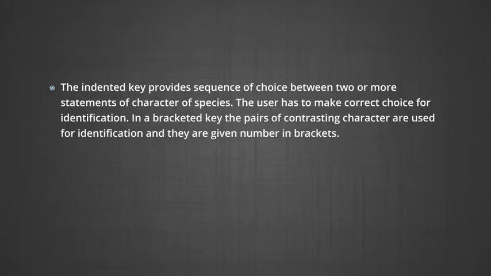Being analytical in nature, these are generally of two types, yoked or indented and bracketed. The indented keys provide a sequence of choice between two or more statements of characters of species. The user has to make the correct choice for identification. In the bracketed key, the pairs of contrasting characters are used for identification and they are given numbers in brackets. The number on the right indicates the next choice of paired contrasting characters.